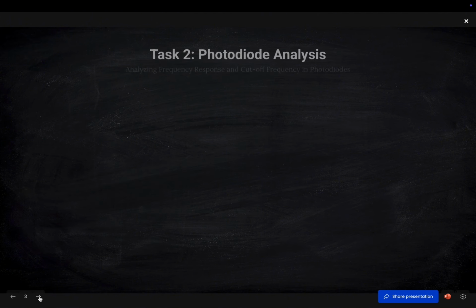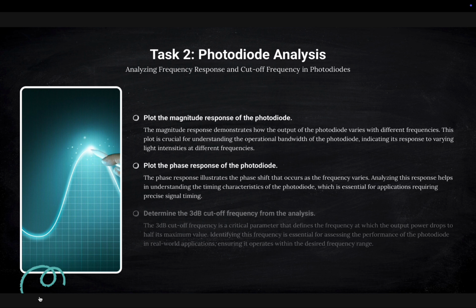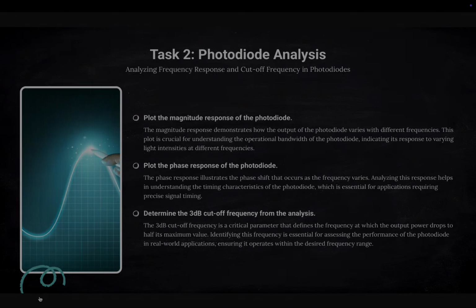And task two is the photodiode analysis, in which we again plot the magnitude response and phase response of the photodiode using the same apparatus and determine the 3 dB cutoff frequency. So now we move on to the experiment part of task one.